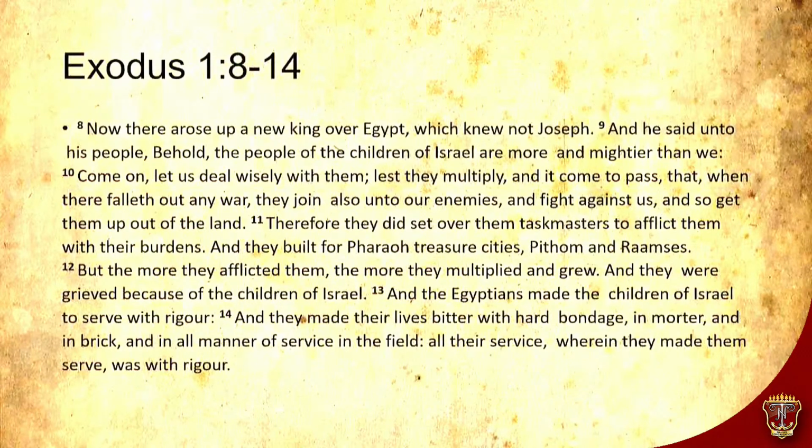Verse 9, and he said unto his people, behold, the people of the children of Israel are more and mightier than we. So he's sitting there tripping like, man, this is our land. And these cats is visitors. He said, but they outshining us right now. They growing on us. They stronger than us. They're more in number than we are. Come on, let us deal wisely with them, lest they multiply and it come to pass that when there falleth out any war, they join also unto our enemies and fight against us, and so get them up out of the land.